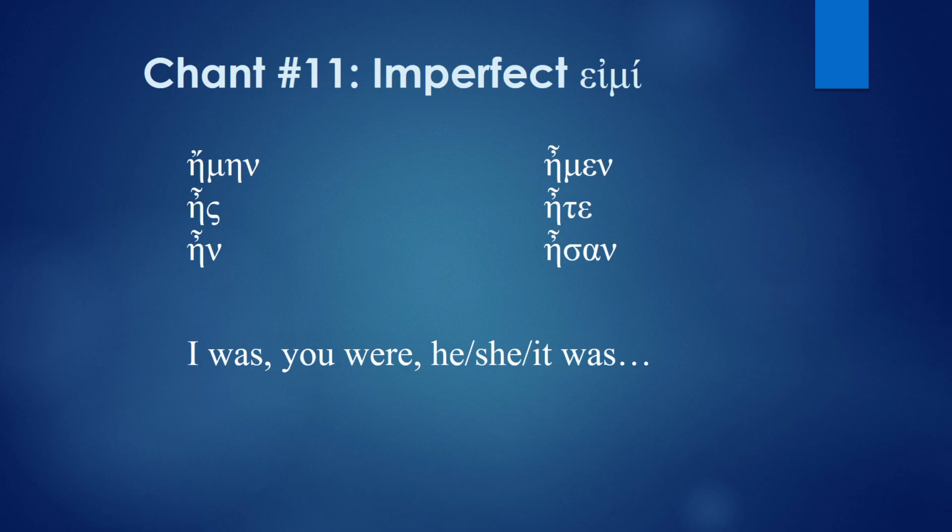Amen, first person plural, we were. Ate, second person plural, you or you all were. Third person plural, ason, they were. And now just the chant by itself 3 times. Amen, ace, ain, amen, ate, ason.